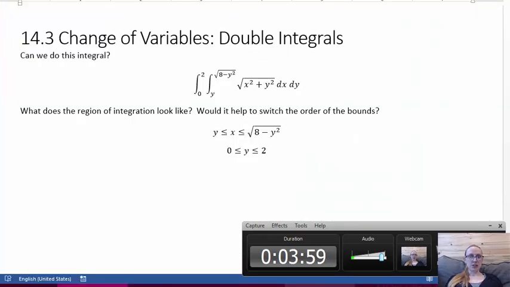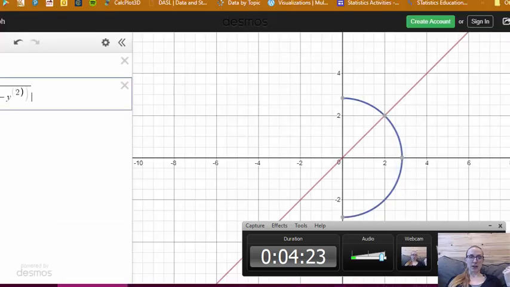Now the next question in the notes was, would it help to switch the order of the bounds? That's one technique we can use if we're looking at an integral that seems difficult to compute: switch the order of bounds. In this case, that's not going to help for two reasons. One, if we switch the order of the bounds, integrating this with respect to y is still going to require trig substitution. So in some ways, it doesn't really help there.